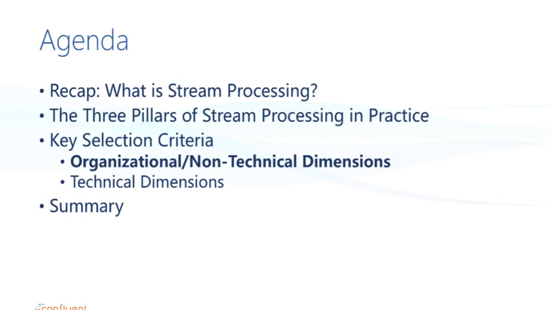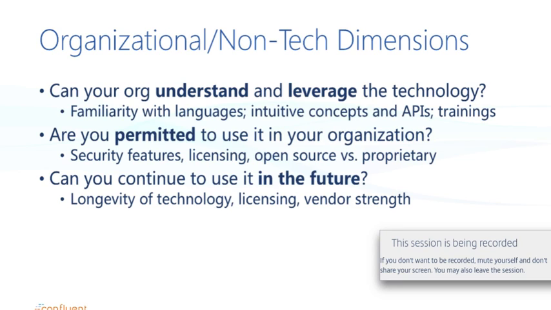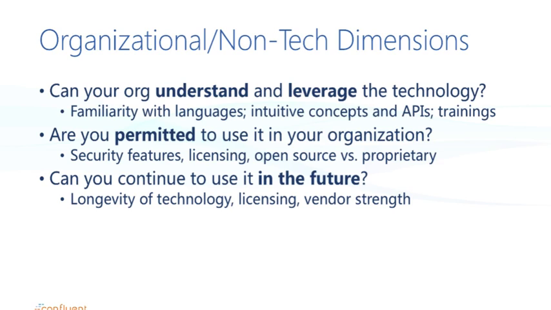So let's talk about organizational non-technical dimensions. Now we'll be very brief here. As I said, we'll be focusing on the technical functionality, but since it's a practical guide for picking technology, I also want to cover that very briefly. A question you would ask yourself here would be, can your organization understand and leverage the technology? That could be a very subjective decision. It goes to familiarity with languages, other concepts, and if it's intuitive, are you able to get proper training for it, and so forth. There are also questions such as, are you permitted to use it in your organization? Does it have the proper security features? What about licensing? Do we prefer open source versus proprietary licenses, and so forth?